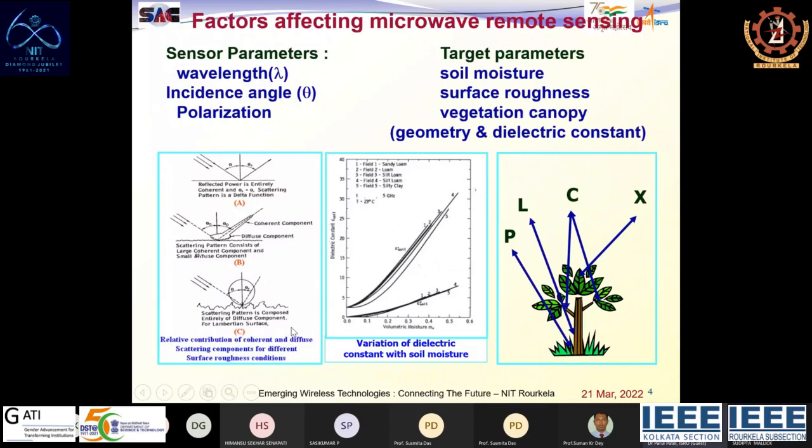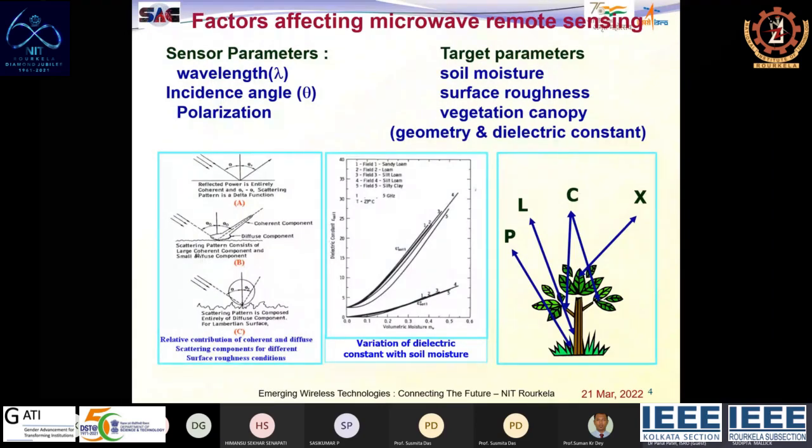So this also I was trying to describe: if you have different types of surface roughness, what kind of effect it will have on your SAR backscatter. If it is smooth, the signal will go away from your sensor, and if it is rough, depending upon the roughness, the diffuse component will come back towards your antenna, and you will be able to retrieve the surface roughness information.